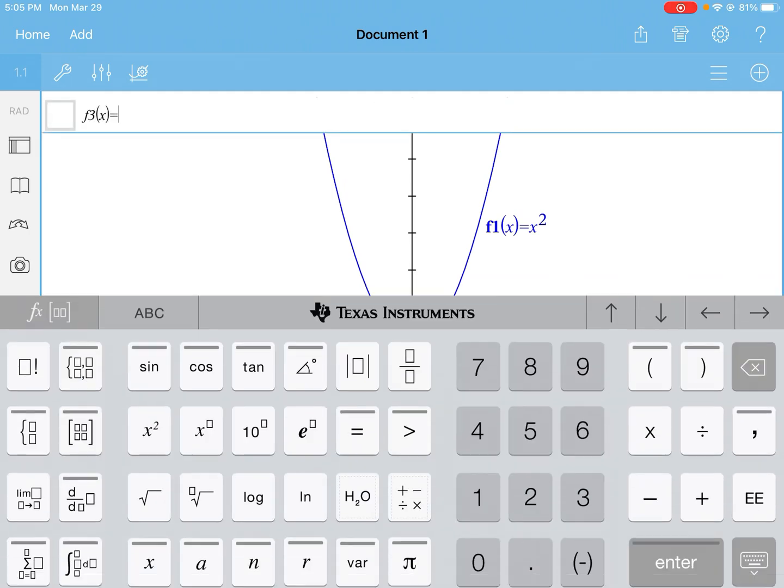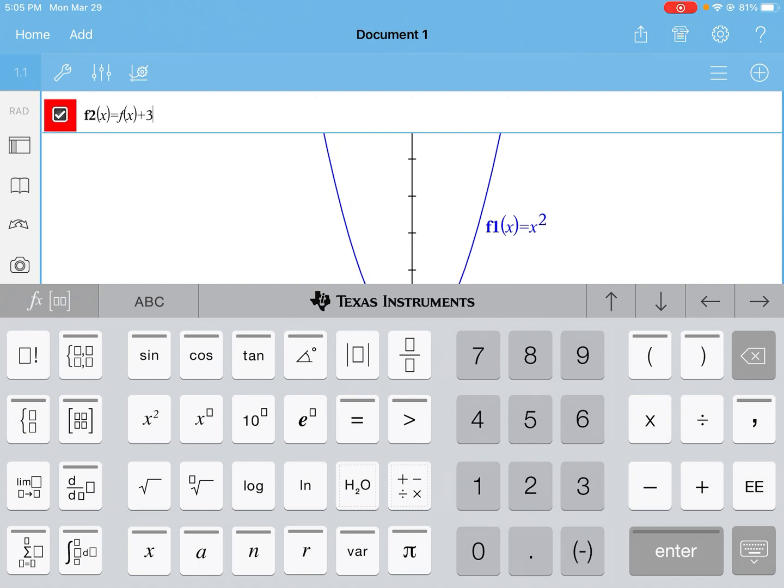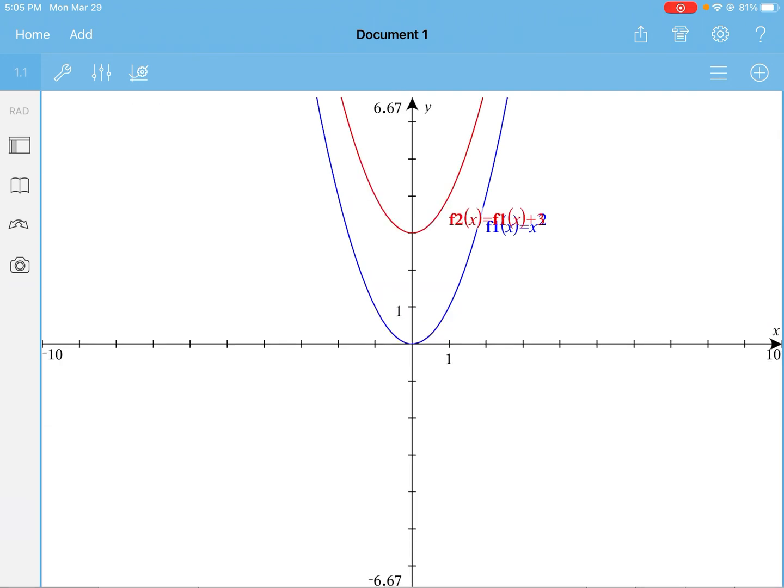And notice when I graph it, it didn't graph for me. Oh, I forgot to put the 1 with it. So it's F1 of x. You've got to make sure you put the 1 with it. There we go. Now when I hit enter, it's going to graph it for me. Okay, so notice how it has F1 of x equals x squared, and then F2 of x equals whatever F1 of x was plus 3. So it moved it up 3.